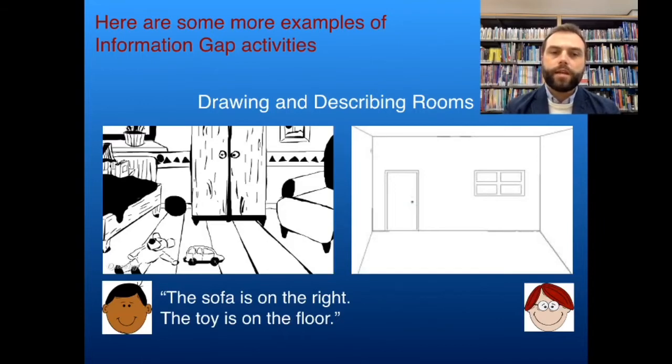So the student on the left says, the sofa is on the right, the toy is on the floor, for example. This is quite a common way of practicing prepositions of place and language related to rooms such as bedroom or bathroom or living room. Okay, in this example, one student has the information, the other student doesn't have the information, but you can also do this type of activity where some of the room is there but each student has a different object. Okay, so one student has the car, the other student has the teddy bear, for example.